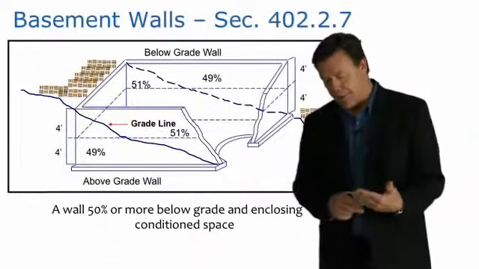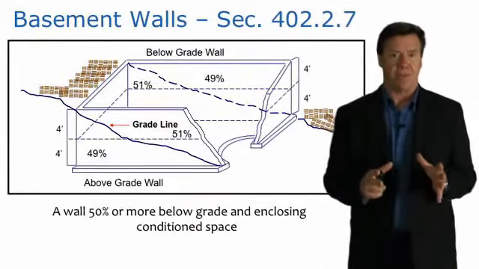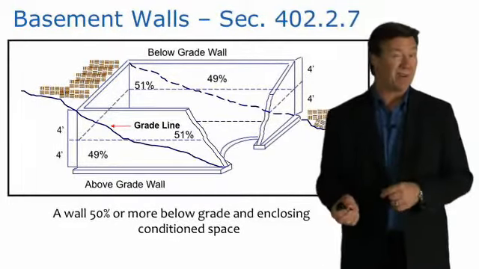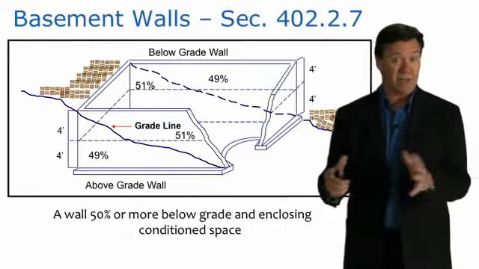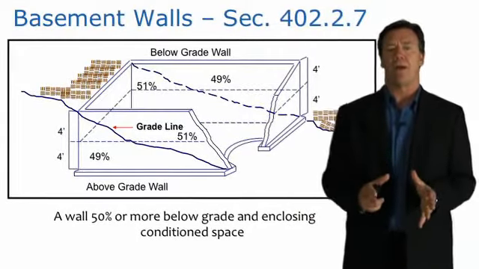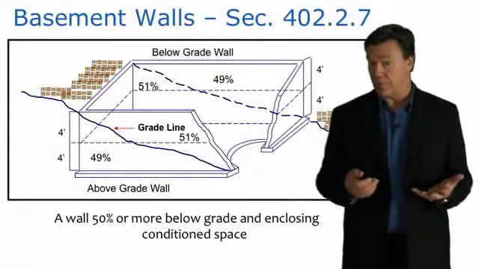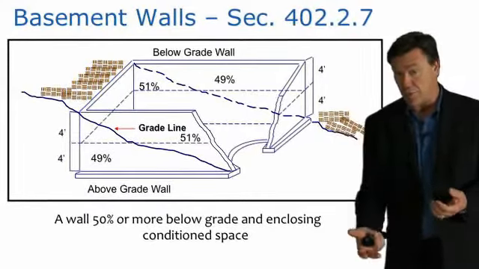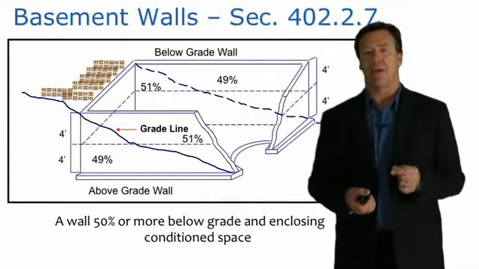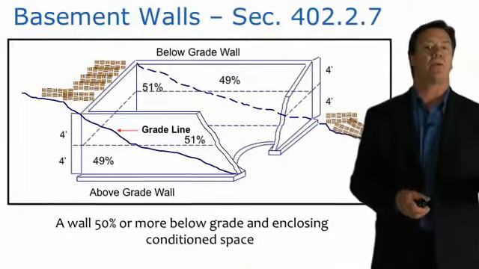Here's another important thing to note with regard to basements. When you're looking at basements, particularly walkout basements, sometimes it's hard to figure out whether it's a basement wall or an exterior wall. For example, if 50% or more of the basement wall is above grade, you would follow the prescriptive insulation requirements for above grade walls. If 50% or more is below grade, then you would follow the requirements for below grade walls.